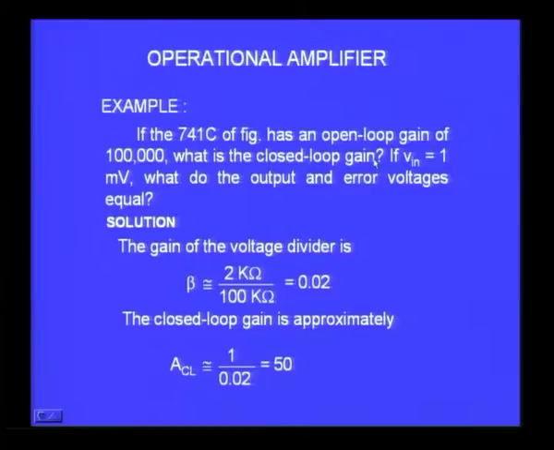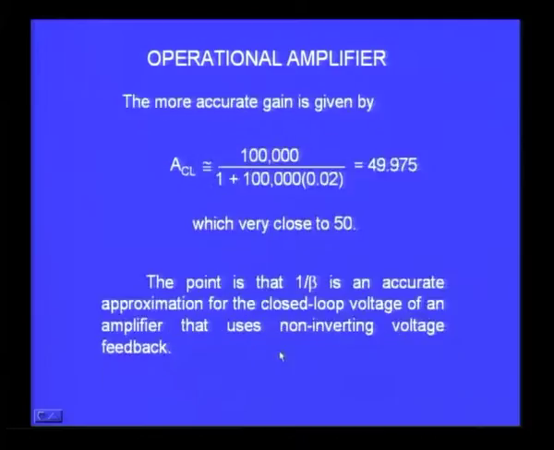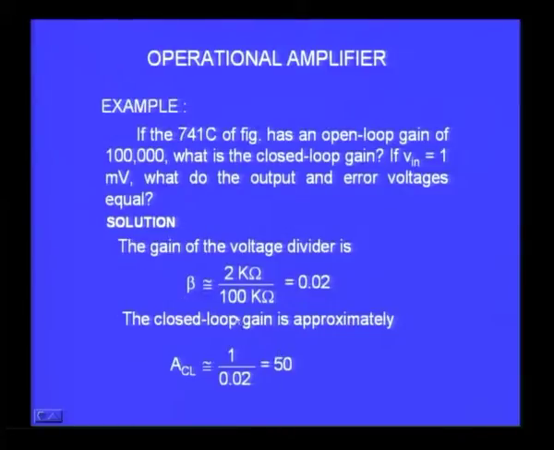What is the closed loop gain? If V in is equal to 1 millivolt, what does the output error voltage equal? So in this case, the resistor values are given. It is 2 kilo ohm and 98 kilo ohm. So beta will be R1 is 2 kilo ohm, R2 is 98 kilo ohm. So 2 kilo ohm by 100 kilo ohms, that is equal to 0.02, that is the beta factor.